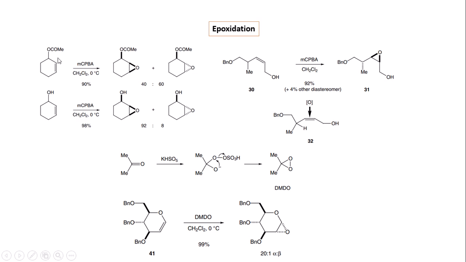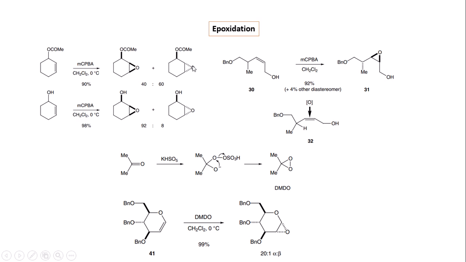But if we change from the acetate group to the hydroxyl group, the epoxidation occurs on the opposite face. Intramolecular hydrogen bonding can facilitate the epoxidation on the same face as the hydroxyl group, and we get a 92:8 ratio of epoxidation products. Desymmetrization can also occur. Compound 30 has no chiral center, but after the epoxidation chirality can arise. This is called desymmetrization. Here the epoxidation can occur on the less hindered face, and we get the desired product.